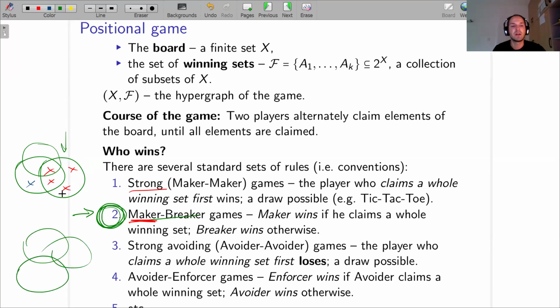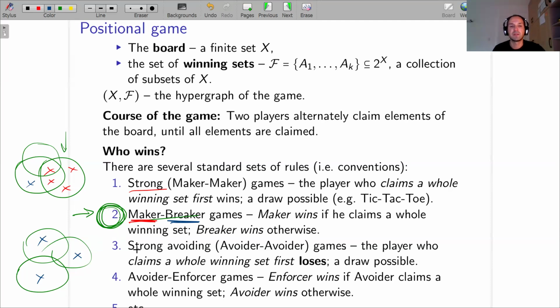So if you look at the hypergraph, if breaker manages to put one blue mark in every winning set, that automatically is enough to conclude that there is no completely red set, and that means breaker won. So breaker as blue wins that way. Breaker just wants to prevent maker from winning.